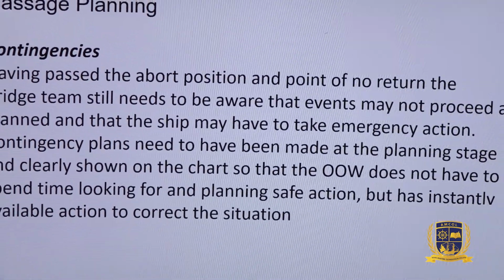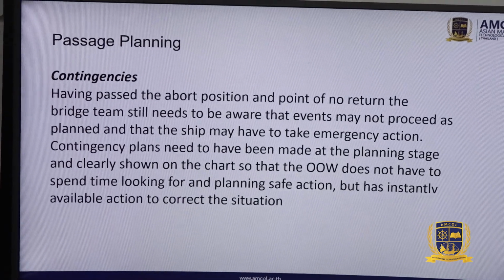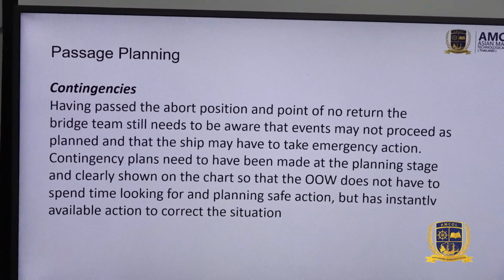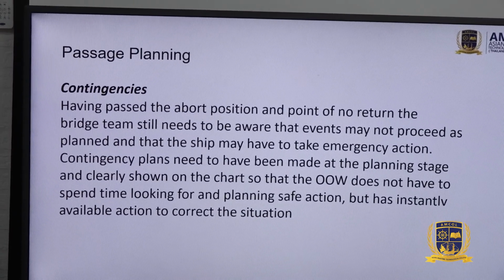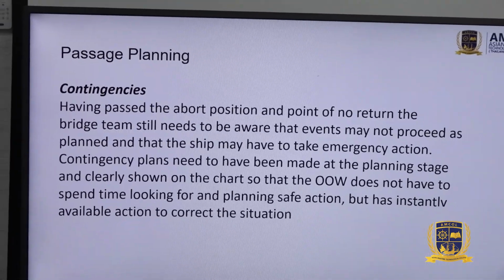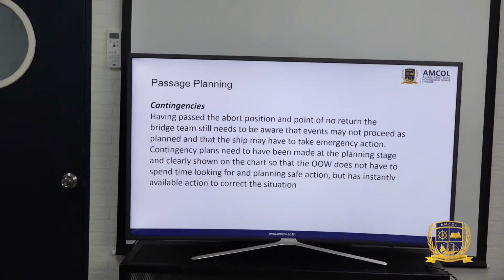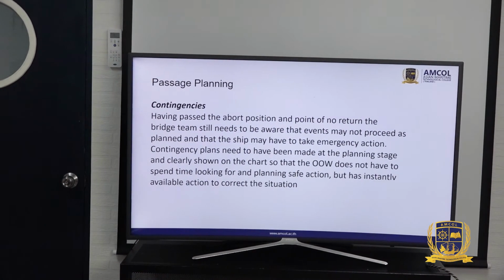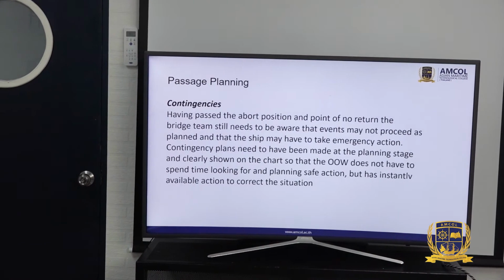Contingencies. Having passed the abort point and point of no return, the bridge team still needs to be aware that events may not proceed as planned and the ship may take an emergency action. And in an emergency action in confined waters, what you can do is anchor your ship and wait for the tugboats, etc., if some emergency happens. So this should be clearly marked on the passage plan, and this should be planned properly with the bridge team.